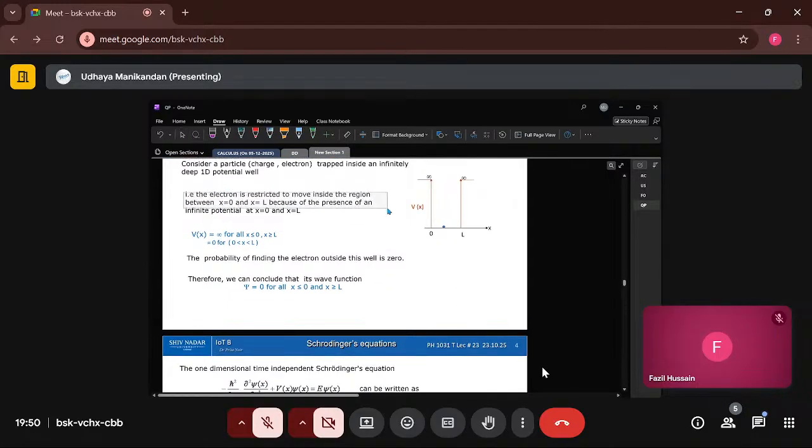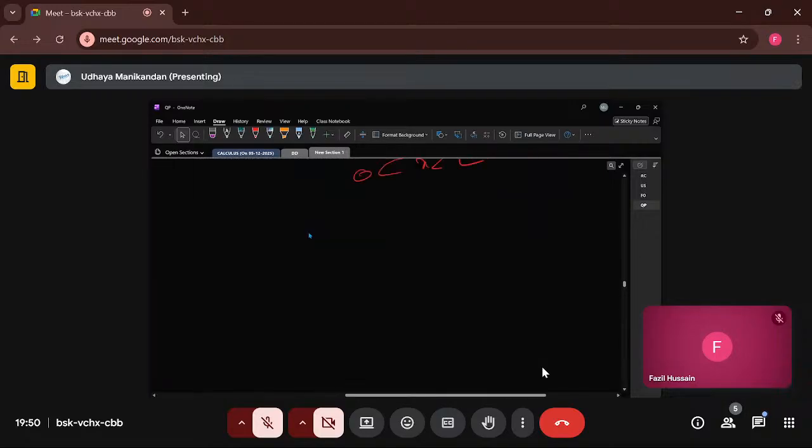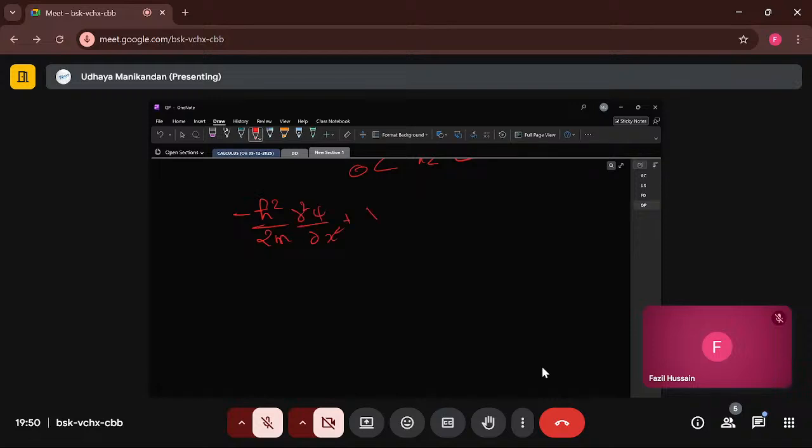The electron is restricted to move in this, and we know this thing. So we have to find the expression for the wave function of it. Let's try to recall our one-dimensional equation: minus h cross square by 2m into dou square psi by dou x square plus v psi is equal to e psi. This is what we had, right? But again, this does not give us the expression for psi. This was not useful for us.